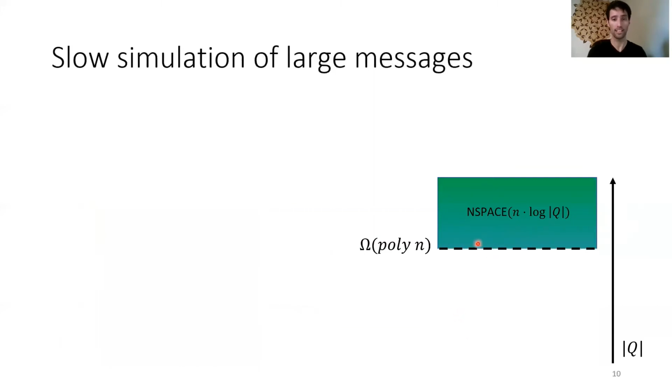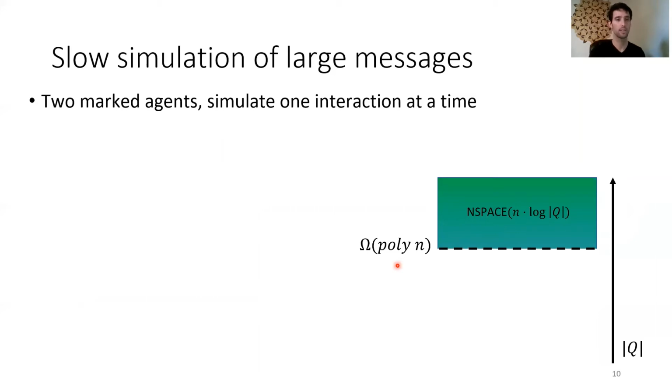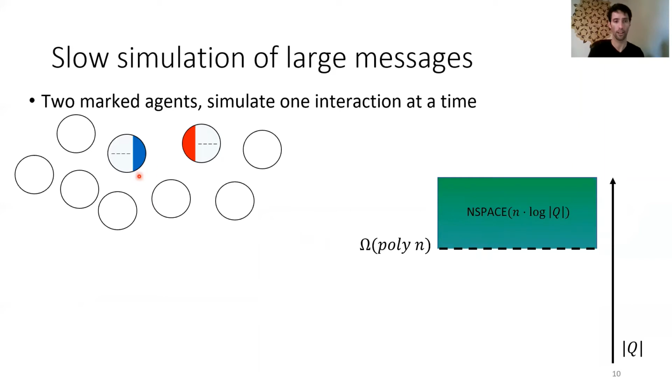Now, the idea for how the first result works is it's based on a slow simulation of large messages. So if our state set is big enough, we can actually simulate having big messages. The idea is we can have two marked agents that simulate one interaction at a time. Every time they interact, they send a few bits. The other interactions are null, and they interact again and send a few bits. So this is going to incur a very big slowdown, but we can simulate big messages.